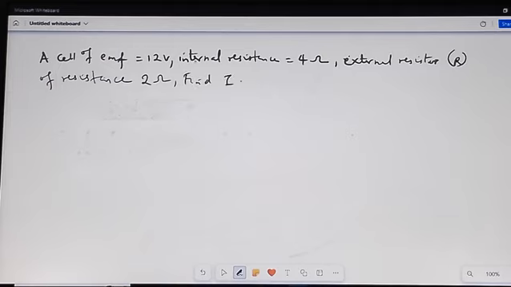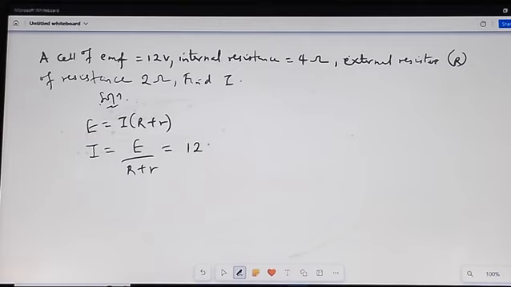I is the current. All we need to do, recall this formula: E is equal to I into capital R plus small r. From here, make I the subject of the expression, gives you E all over R plus r. What is the EMF? Is given as 12 volts all over the external resistor, 2 ohm, plus the internal resistor, which is 4 ohm. So we have 12 volts all over 6 ohm, so that your I is equal to 2 ampere.